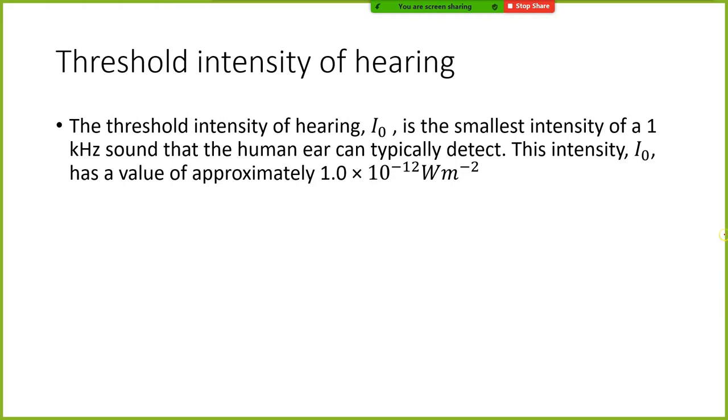And that intensity is what you will see right here, which is approximately 1 × 10⁻¹² watts per meter square. So we must know this value. How we denote the threshold intensity of hearing, we use I naught. So I naught represents the threshold intensity of hearing. And as we said, the value is 1 × 10⁻¹² watts per meter square.